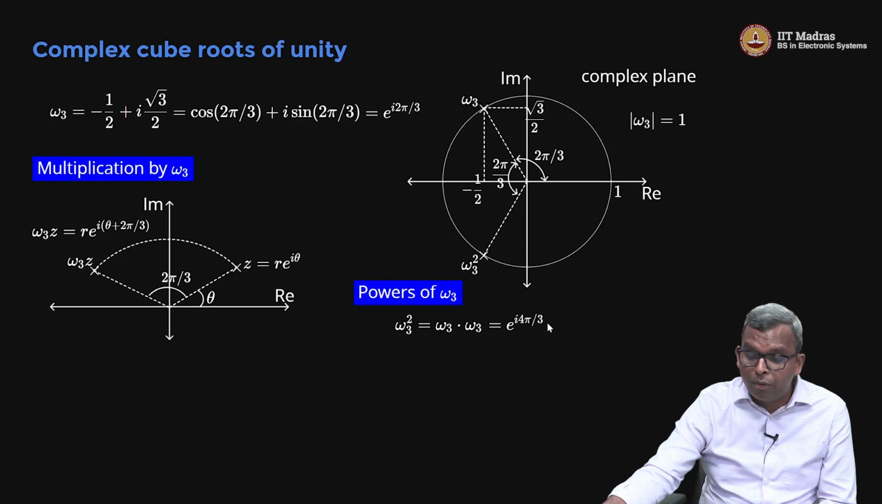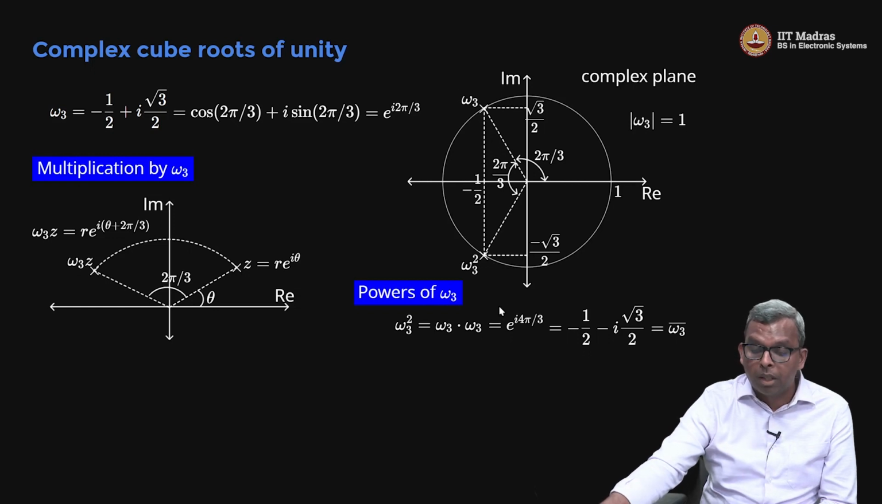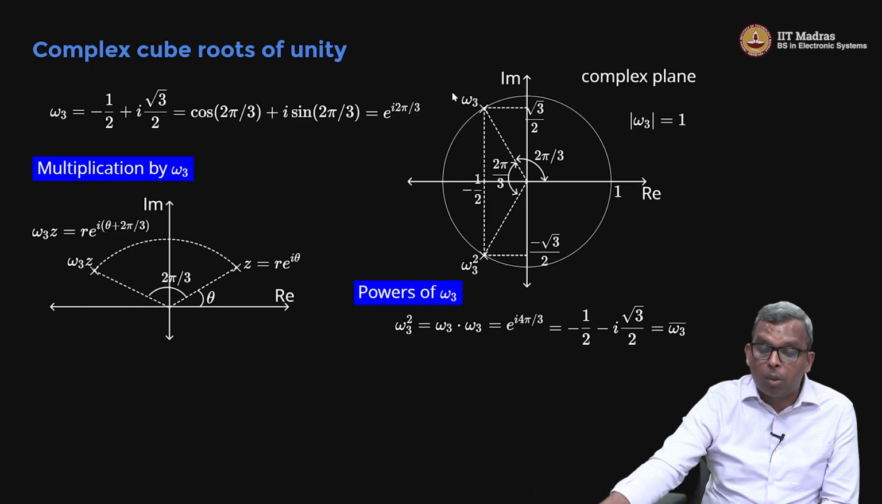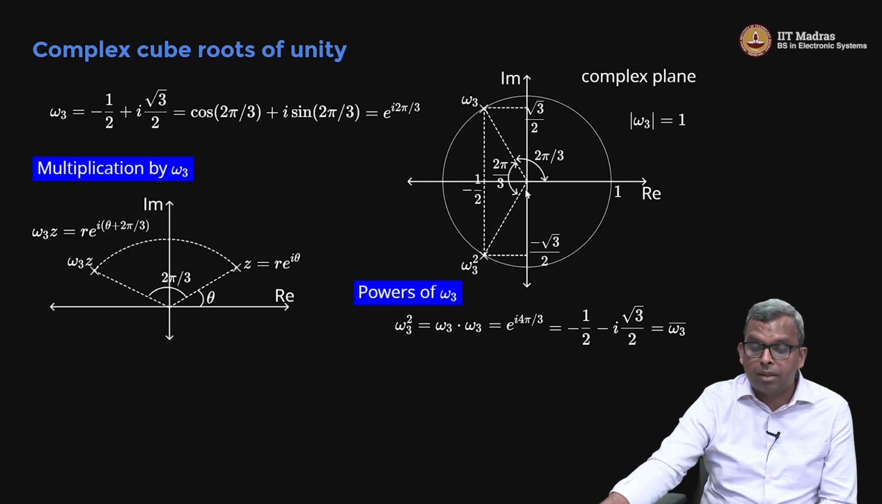Now this e power i 4 pi by 3, if you actually evaluate its coordinates, it will end up being minus half minus root 3 by 2 i. And in fact, it's the complex conjugate of omega 3. So this omega 3 squared ends up being the complex conjugate of omega 3. So here is a nice little representation for where omega 3 squared will come.